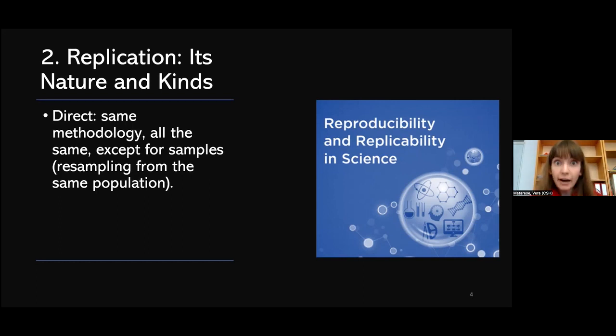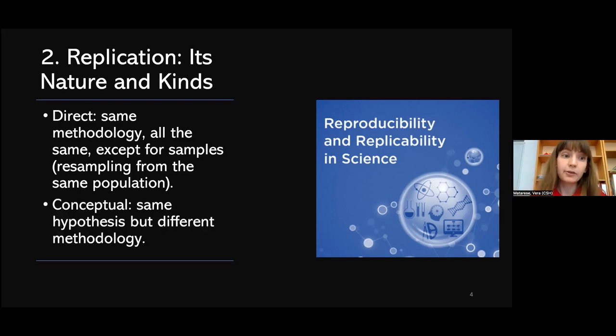On one hand, we have direct replications. And in this case, the replication experiment or study adopts the very same methodology of an original one. So basically, it's the very same duplication of the original experiment, except for irrelevant elements or factors. For instance, if in the original experiment I have a sample which is representative of the whole population, then of course, in my replication study, I can resample from the very same population.